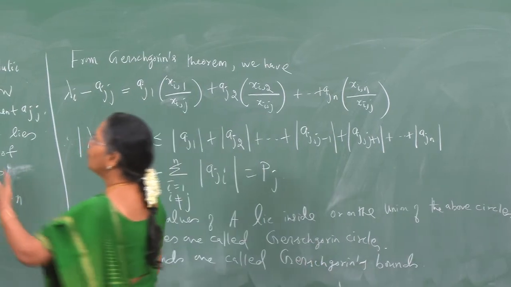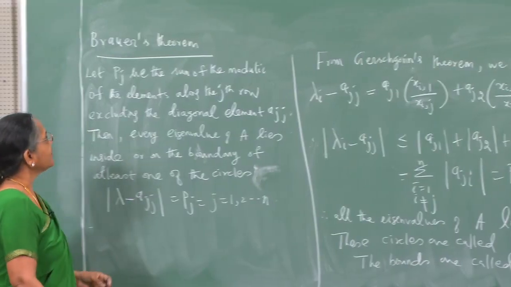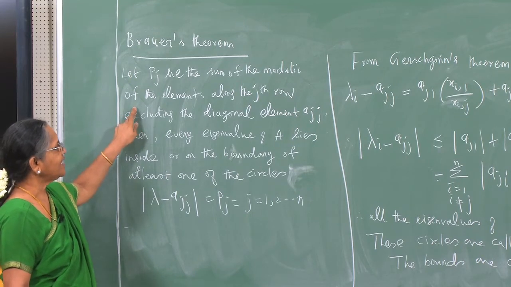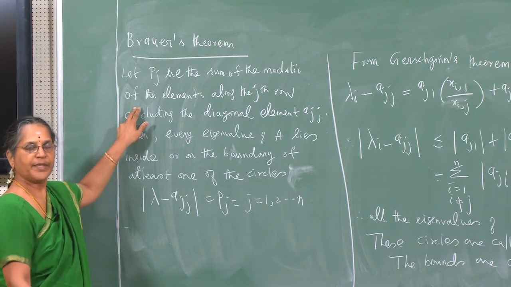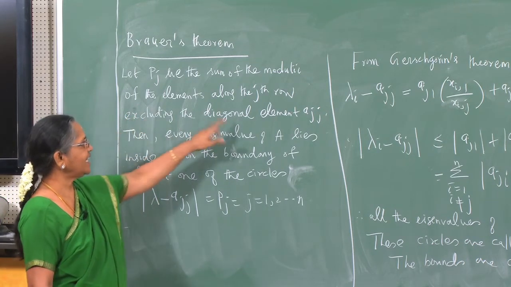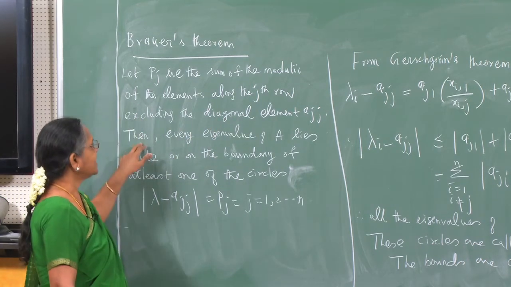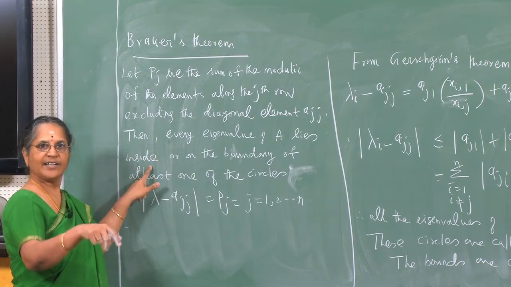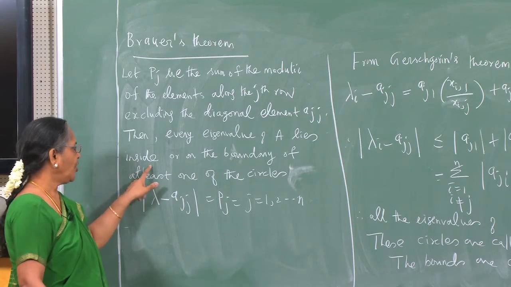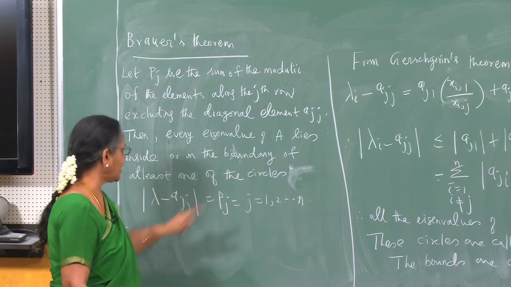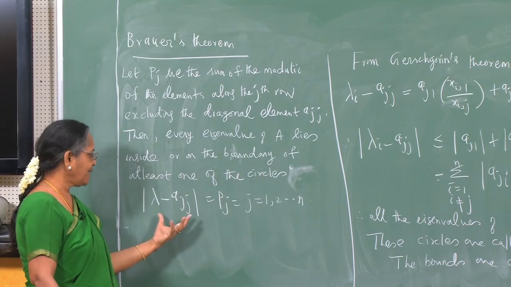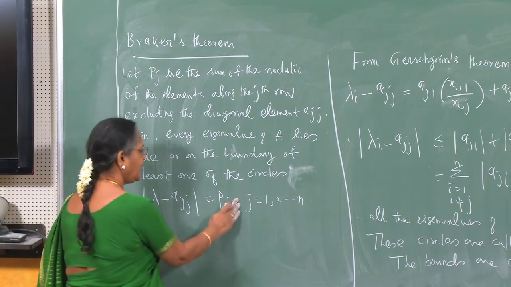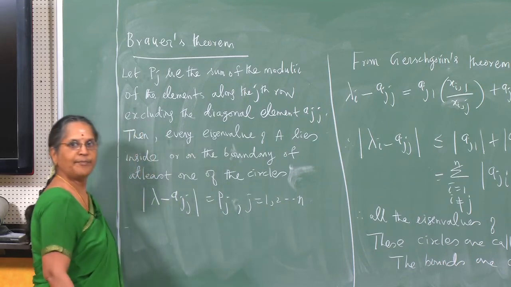It is given by Brauer's theorem, and it states that if Pj is the sum of the moduli of the elements along the jth row excluding the diagonal element ajj, then it says every eigenvalue of A lies inside or on the boundary of at least one of these circles, which are described as mod lambda minus ajj equal to pj for j is equal to 1, 2, 3 up to n.